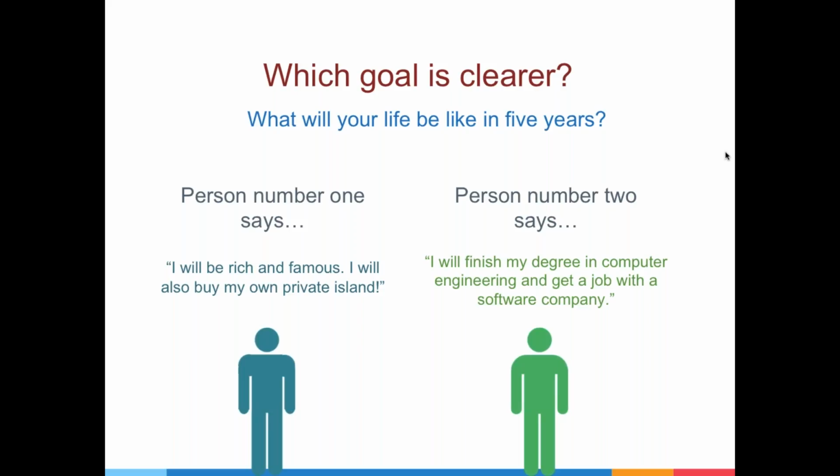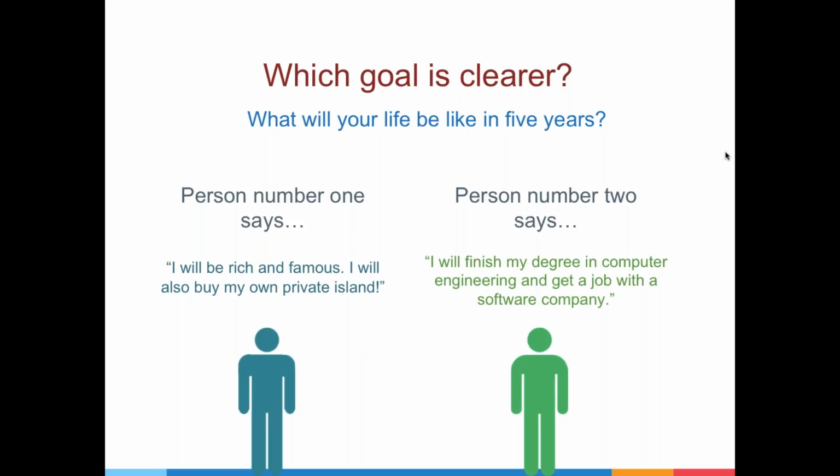Now let's look at person number two. Person number two is a little calmer, more logical, and thinks, you know, I will be able to finish a degree in computer engineering, and I hopefully will get a job with a software company. And then maybe that person will be able to buy, you know, a house and a car. Do you think this goal is more achievable, more clear, specific, measurable?